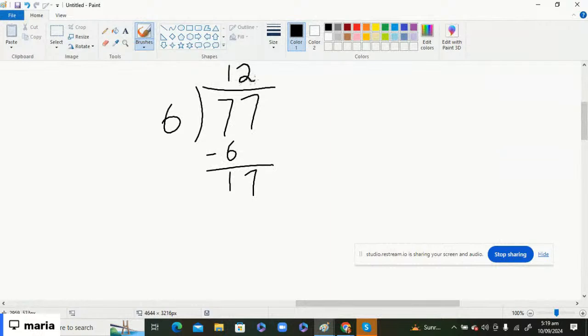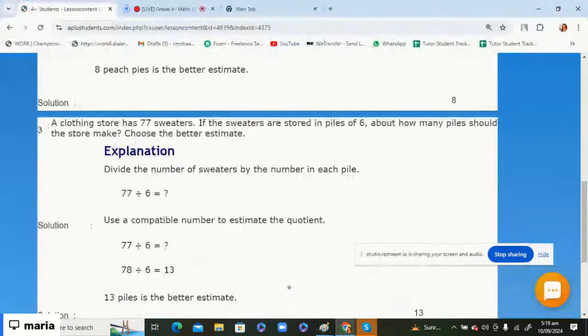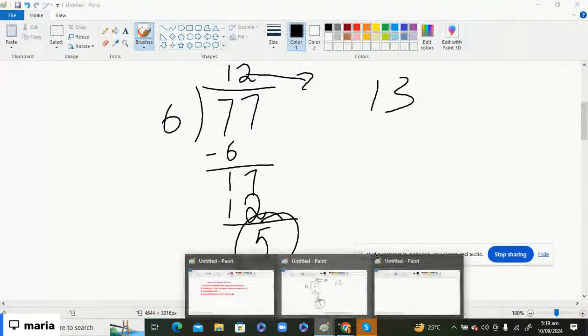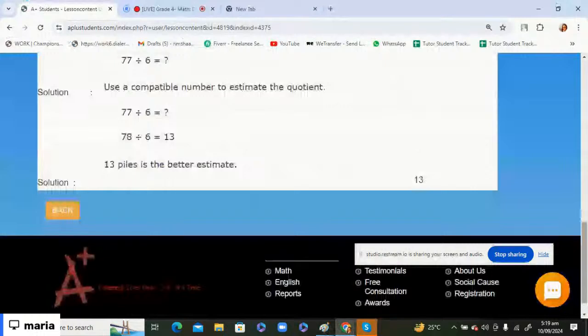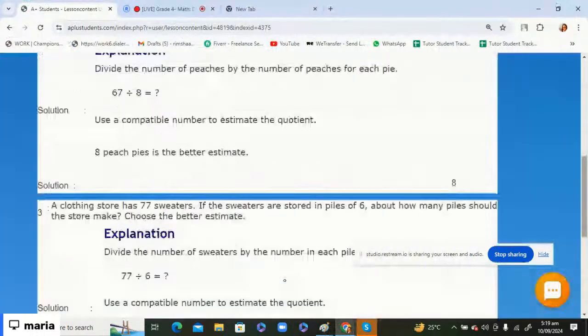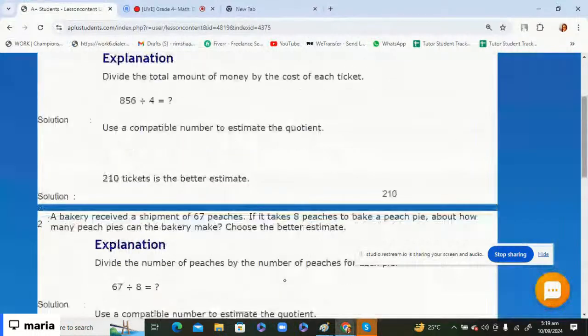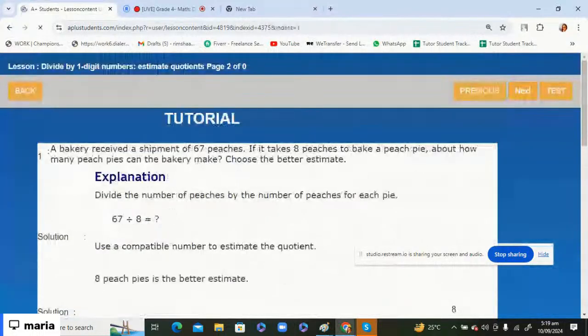6 times 2 is 12. 5 is left. So it means here is 12, but when we see this number, this is 5. So this moves to the 13. Okay. So let's do the next.